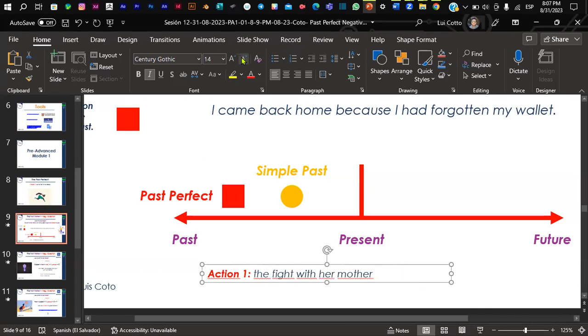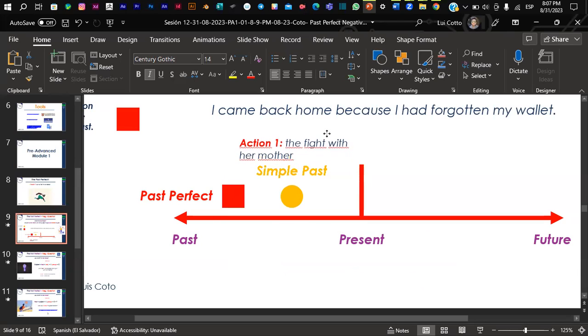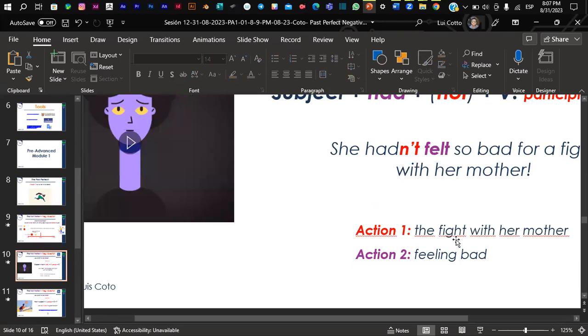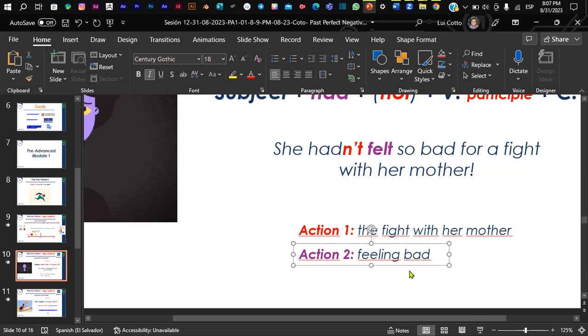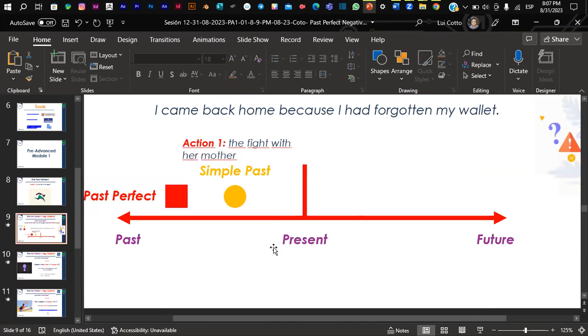Ideas? Simple past. In the simple past, that's it, correct. Yeah, you're right. I place this action in the simple past. And the other, what is the action number two? Feeling bad. After you fight, you feel bad, all right?